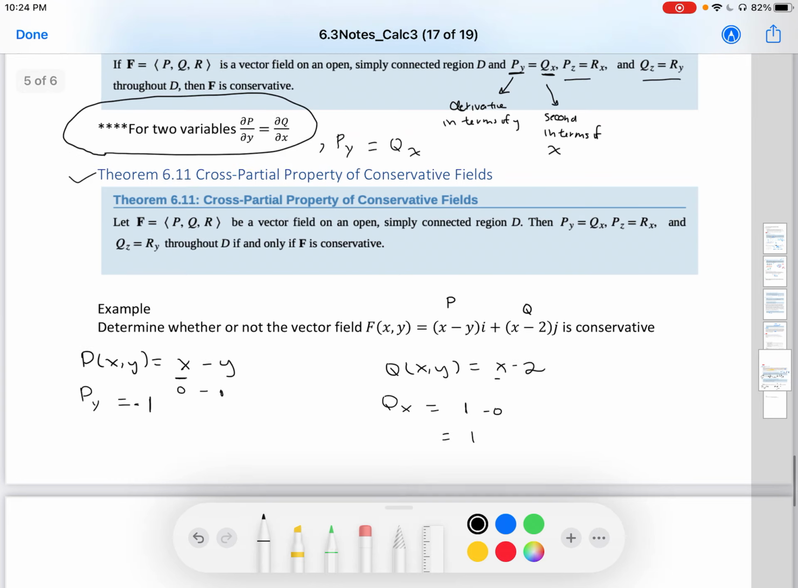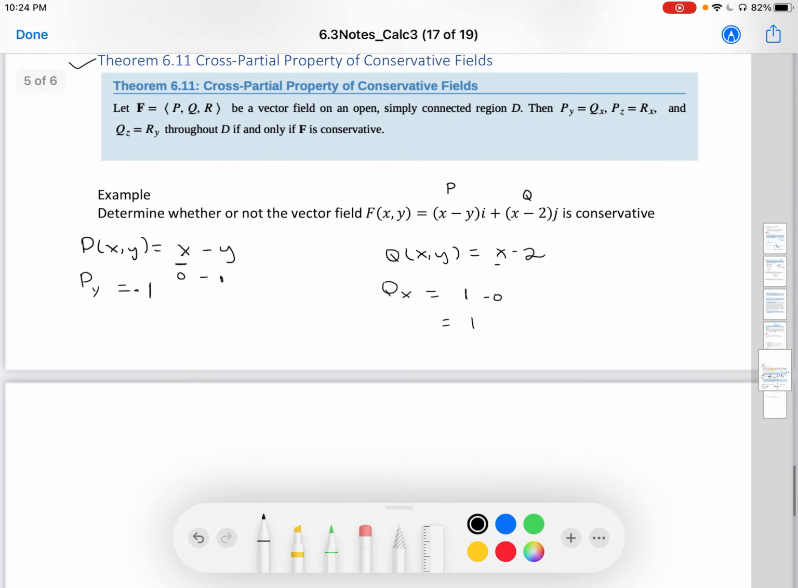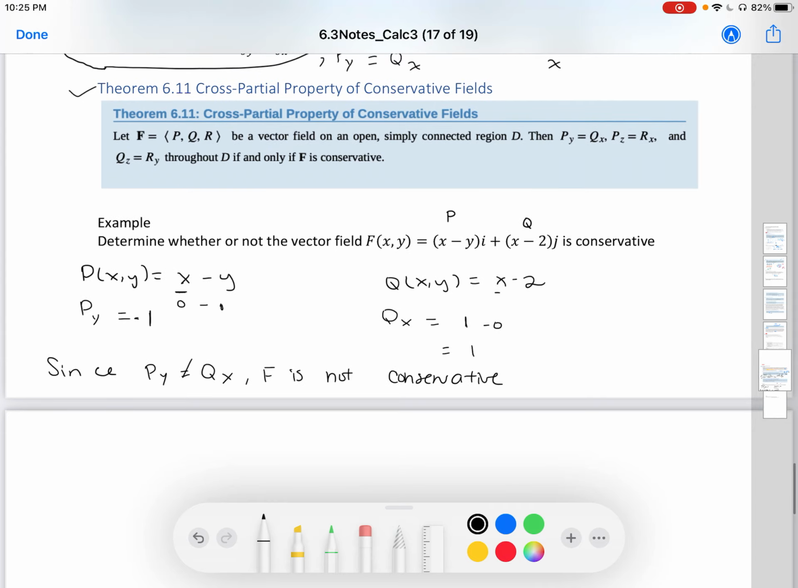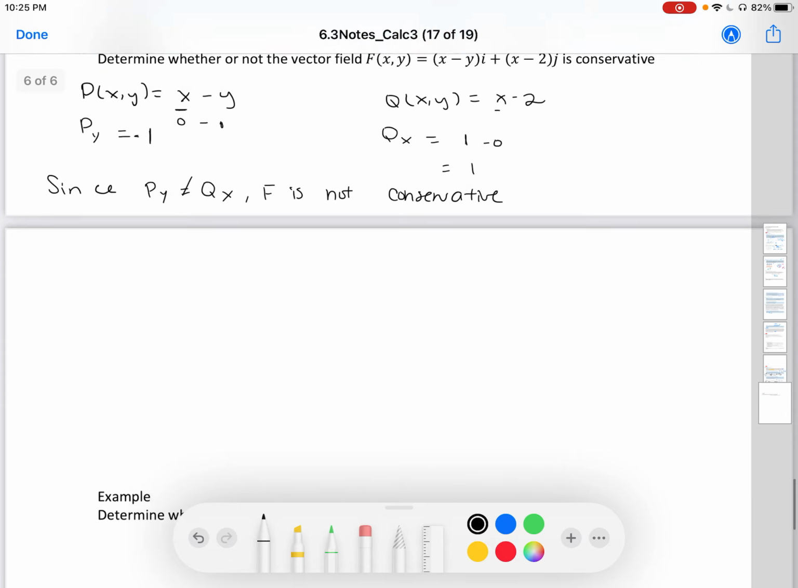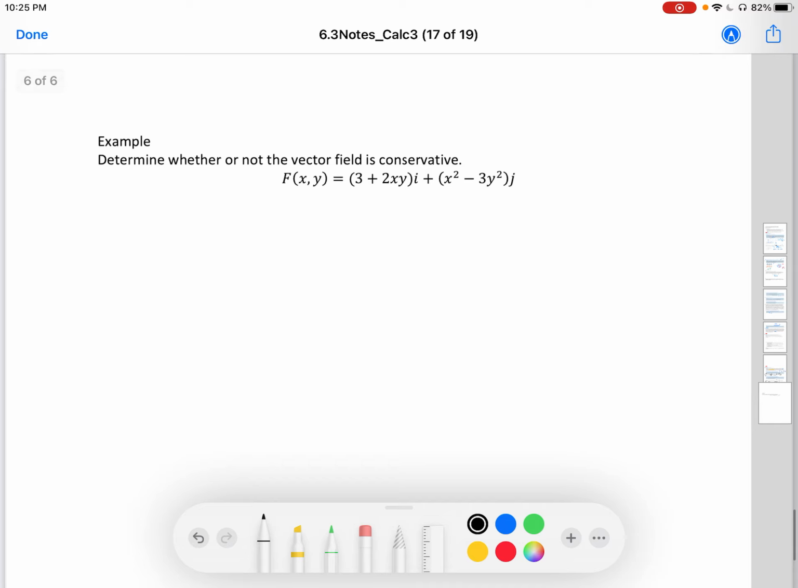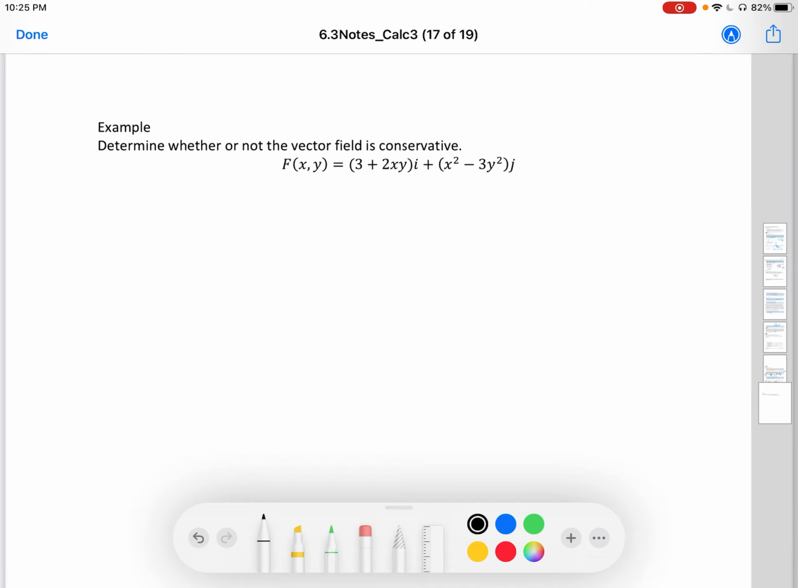Now, our theorem says that they have to hold equal. Since p sub y does not equal q sub x, F is not conservative. Here I used a notation that your textbook has, but we can also do this using Leibniz notation. So let's do another example.